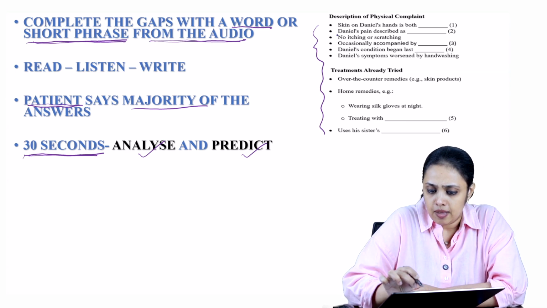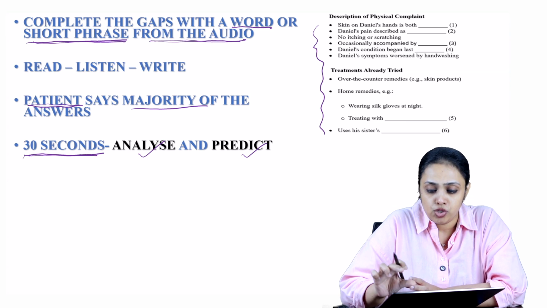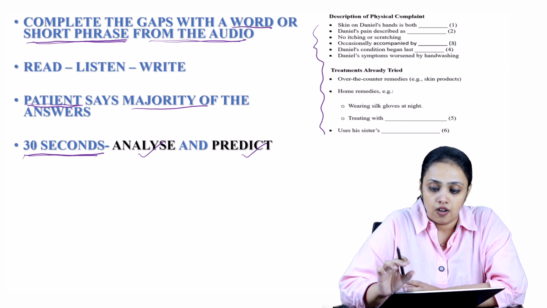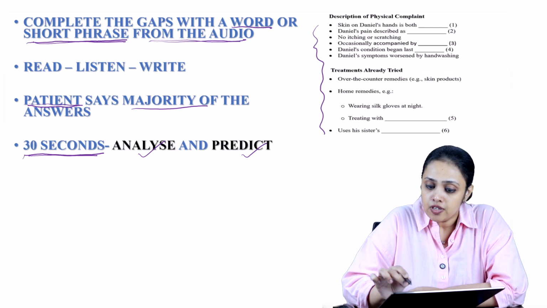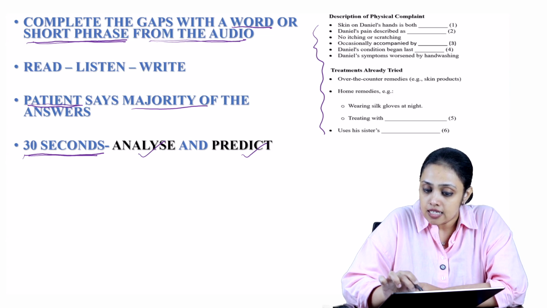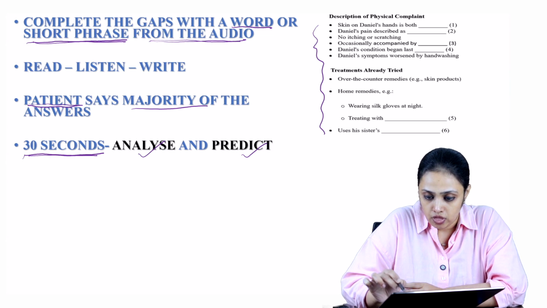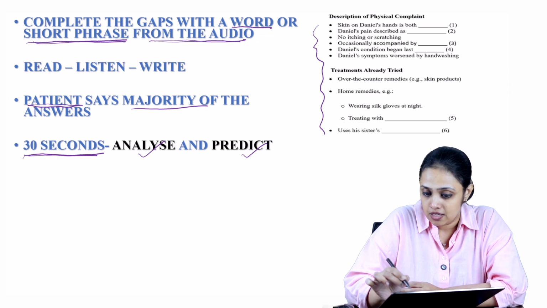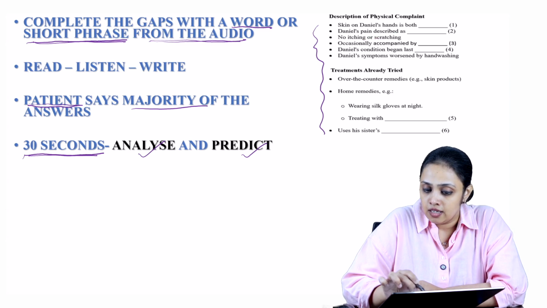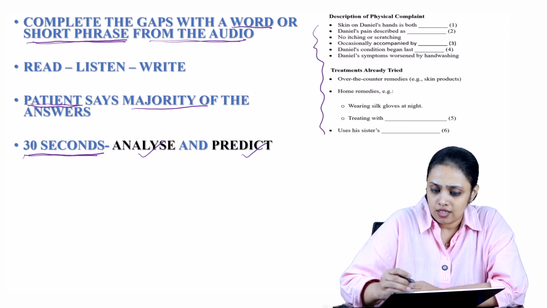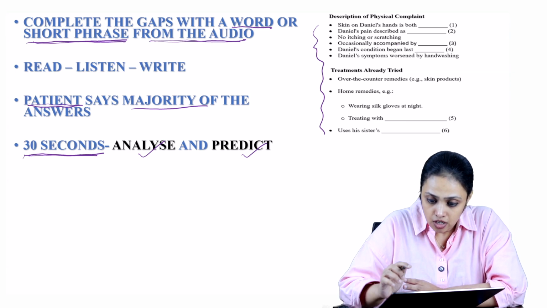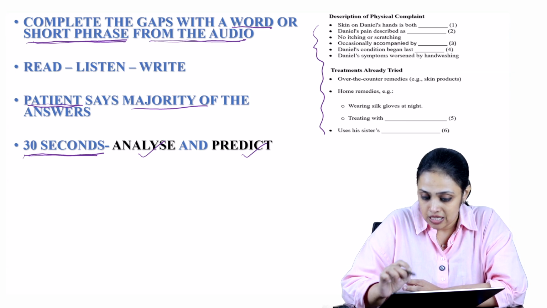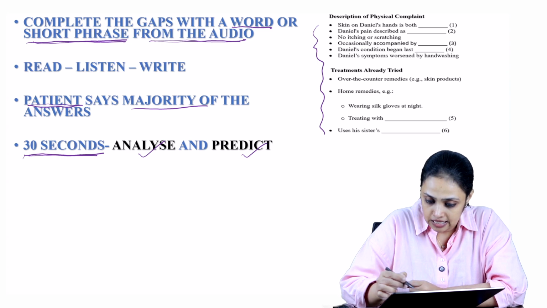So, for example, now here I show a small portion from one extract of listening part A. The first note says that skin on Daniel's hands is both. So you understand that some symptom is expected here. Then you can see a point regarding pain. Then it is given no itching and scratching. So there are certain points given here. So you have to go through the questions and understand what all are contained here.